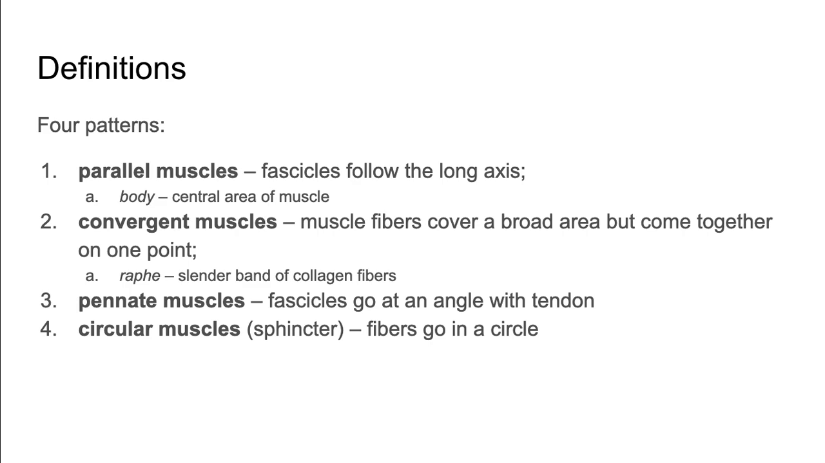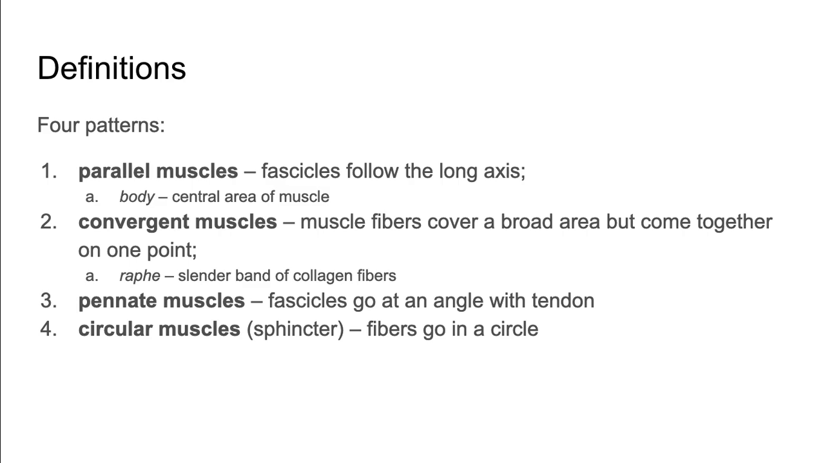All right, so let's start out with patterns that the muscle striations or muscle fibers can run. So we have parallel muscles, and these are examples of muscles that the fascicles will follow a long axis. Things like your rectus abdominis muscles. And a term you also want to know here is the body of a muscle, which is the central area of the muscle. All right, you also have convergent muscles that cover a broad area, but they start coming together at one point. Another example term for that is a raphe, which is a slender band of collagen fibers. So remember, we learned about collagen in our study of connective tissue.